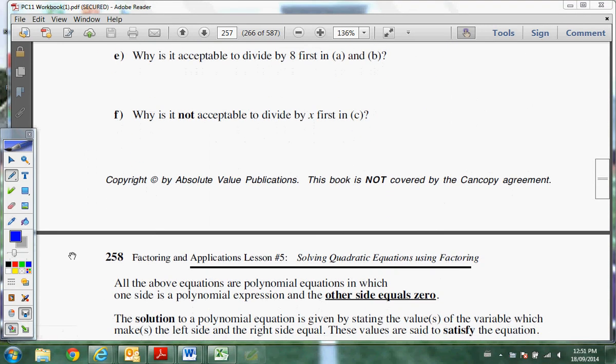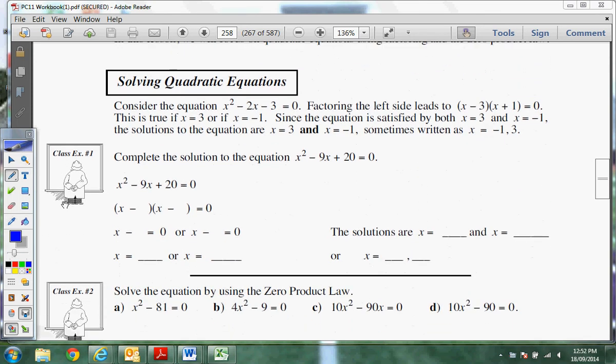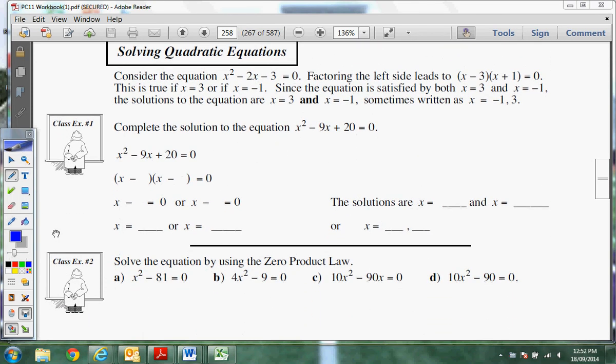Okay, why is it acceptable to divide by 8 first in A and B? Because it just makes it 0. Why is it not acceptable to divide by x in the first term in C? Because you can't divide by a variable when you're solving. So these questions, they're not really beneficial. You get the idea. We're just looking for the opposites. All the above equations are polynomials, with one side of the expression and the other side equal to 0. All right, so now we're just going to get right here to solving.